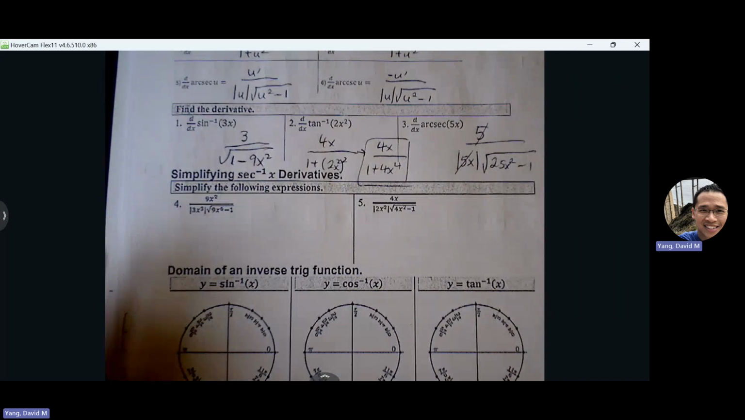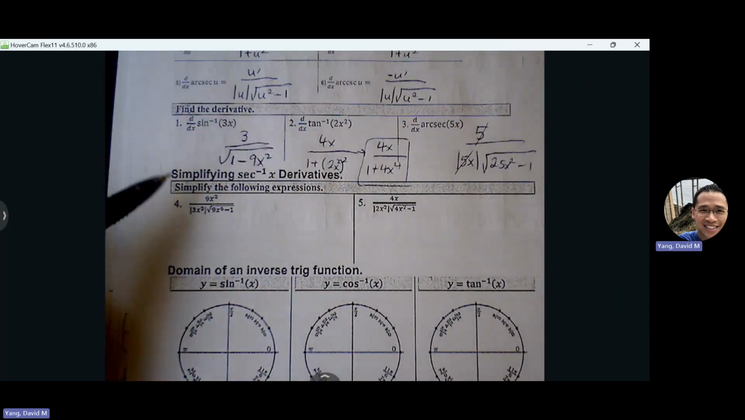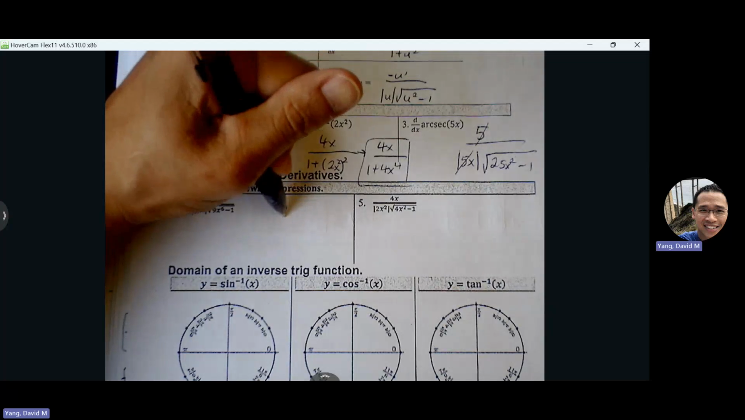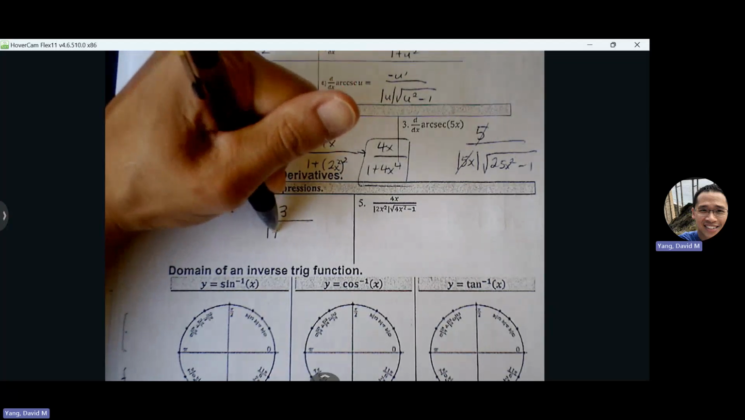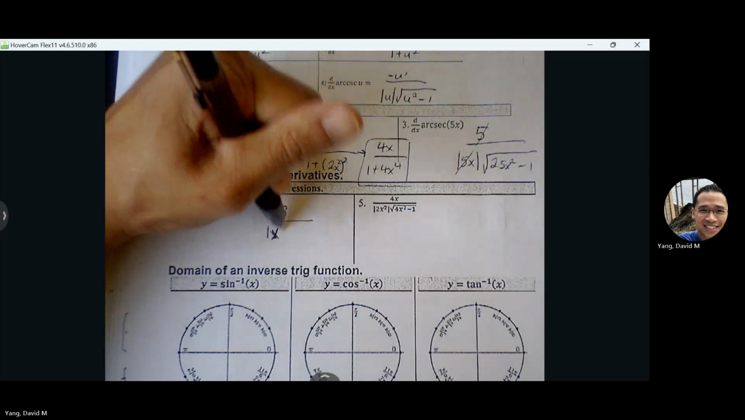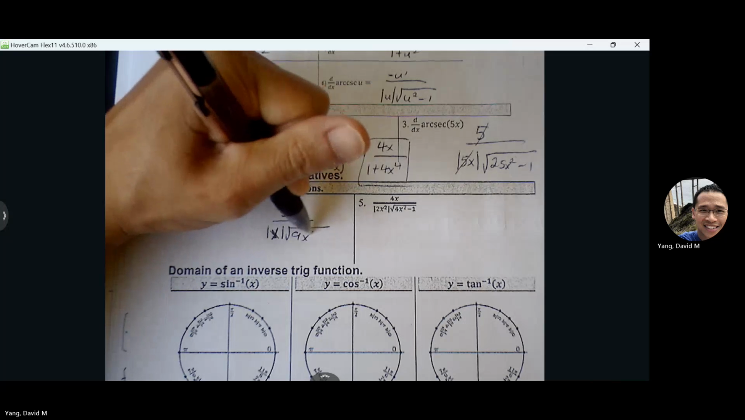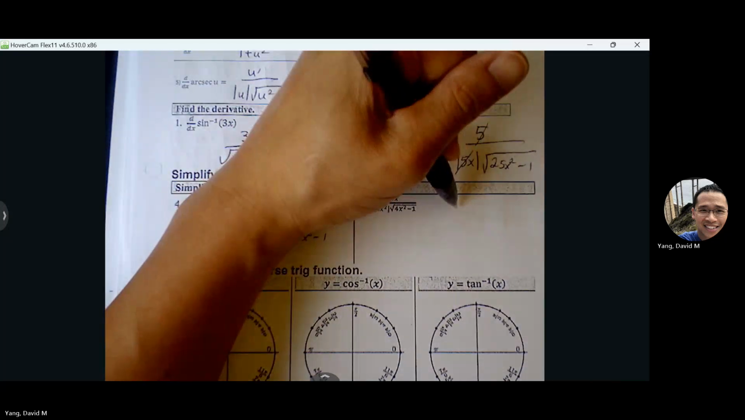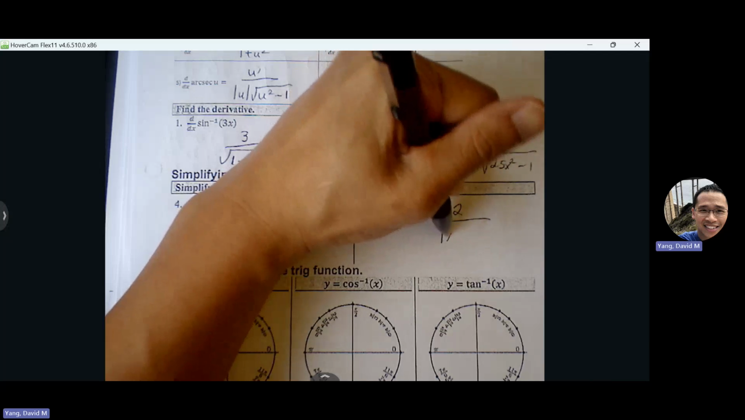Now, 4 and 5, we're just simplifying the following expressions. So again, just show that you can cancel across what's inside an absolute value. So this one would just be 3 over absolute value of x. So it'll be 2 over absolute value of x.